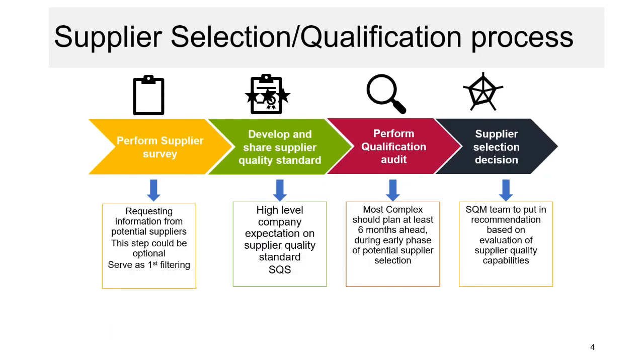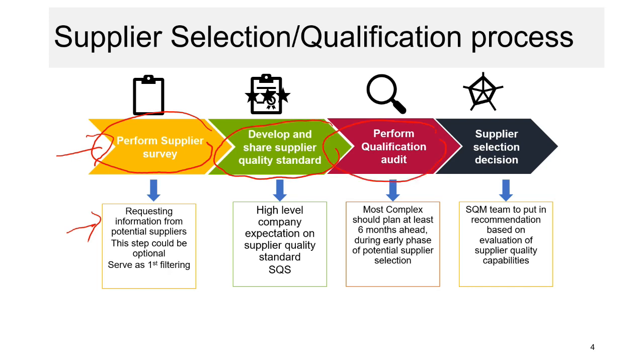Supplier qualification and selection process starts from performing a suppliers survey. This is more of a high-level type of survey to request information from potential suppliers. This step could be optional and it could serve as a first level filtering. Second, develop and share suppliers' quality standards. It is a high-level expectation from your company on suppliers' quality standards.